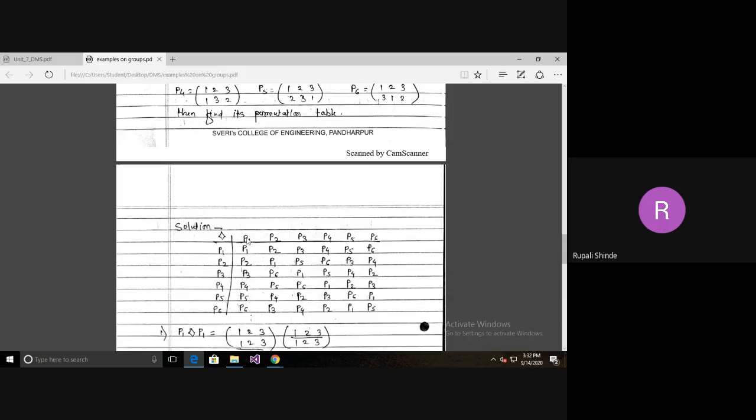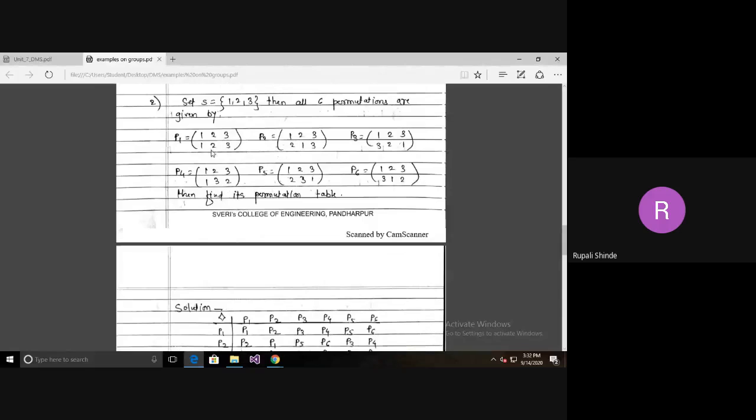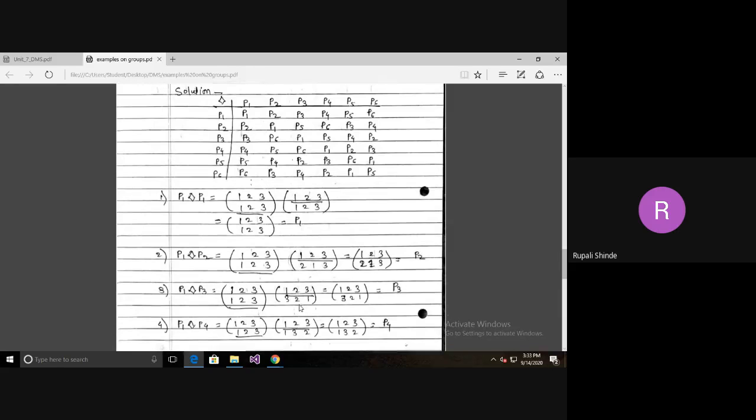Now consider the first permutation, that is P1. Whatever result we get, we have to display over here. So first is P1 with permutation P1. The value for P1 is 1 2 3, 1 2 3, so I have written it here. Again the second permutation is P1 only: 1 2 3, 1 2 3. The second and third elements are the same, that's why we will cancel them and we get the value 1 2 3, 1 2 3. That is permutation P1 only.